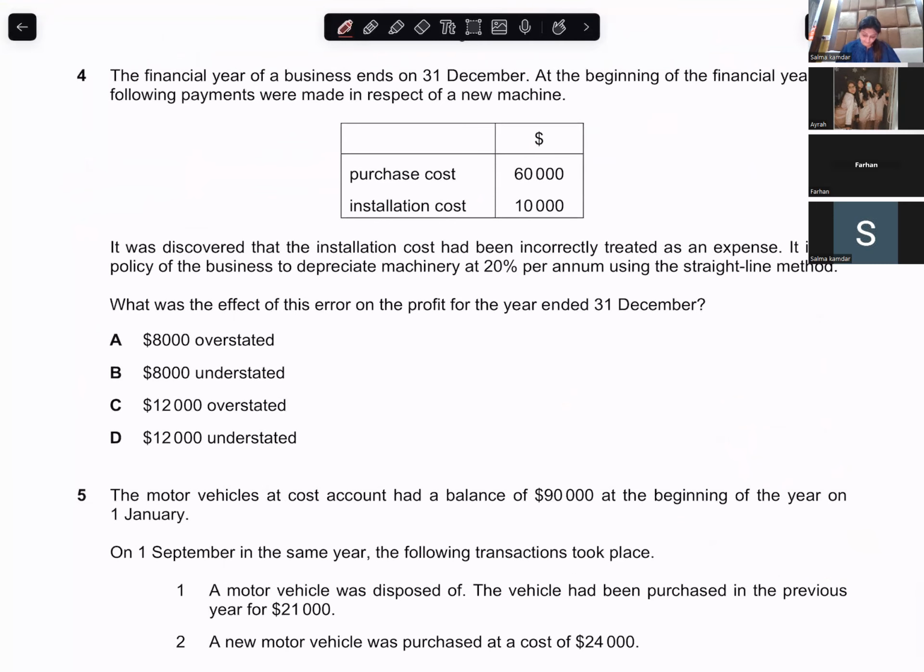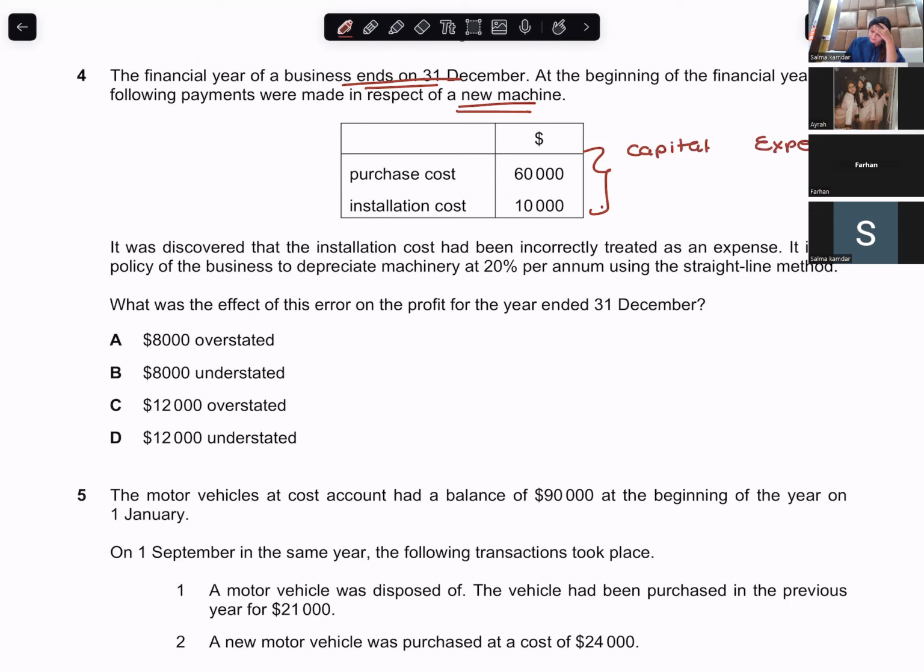The financial year of a business ends on 31st December. At the beginning of the financial year, the following payments were made in respect of a new machine. Purchase cost 60,000, installation cost 10,000. Both of these are capital expenditure.